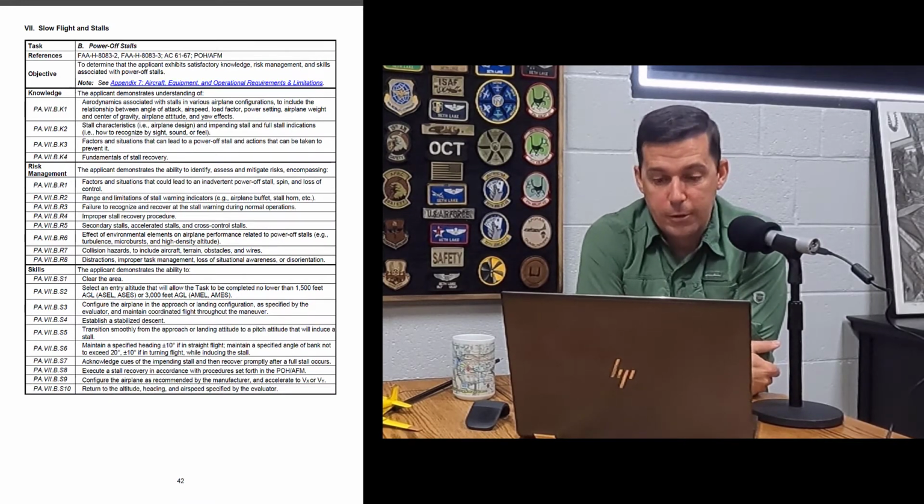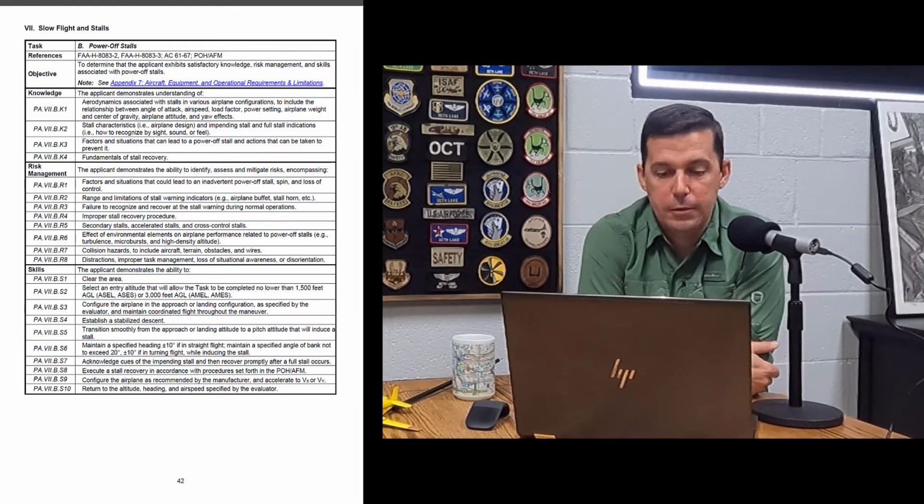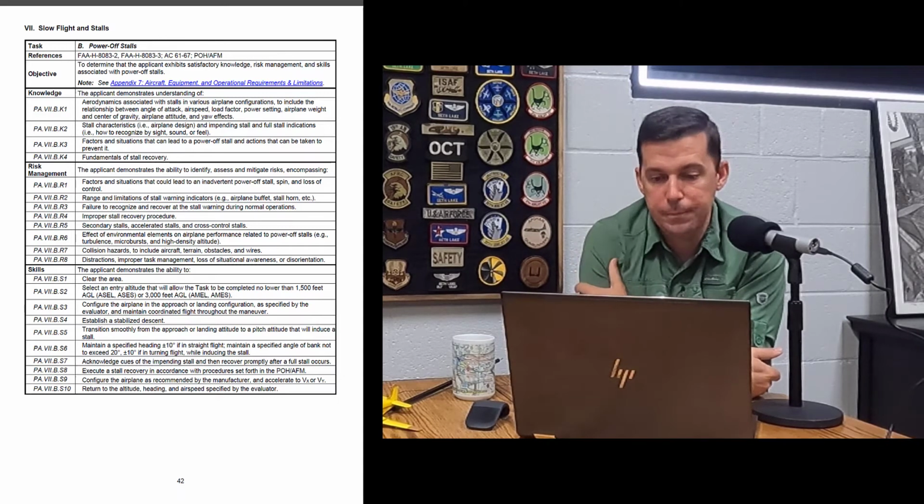All right, power off stall. The skill set here is a little bit longer than slow flight. So first, clear the area. Choose an altitude. Sound familiar? Configure the airplane. Establish a stabilized descent.